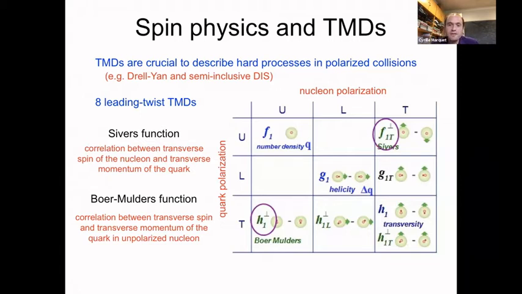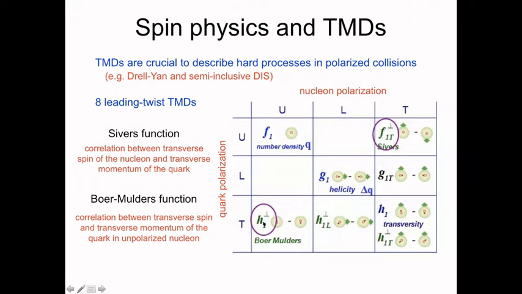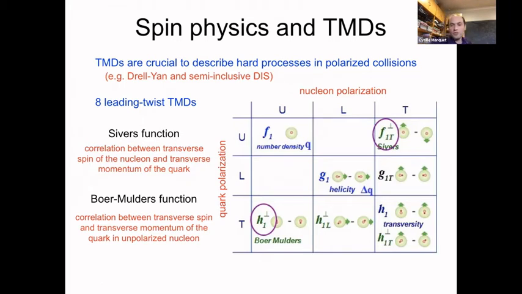As you look at polarized collisions, and you look at polarization of quarks inside of unpolarized nucleons, or longitudinally polarized nucleons, or transversely polarized nucleons, or vice versa, you have access to various TMDs. Two famous ones are the Boer-Mulders function and the Sivers function. Of course, the helicity is also very famous. This concerns longitudinal polarization, but I'm not going to discuss this here. What I'm discussing now is this first column.